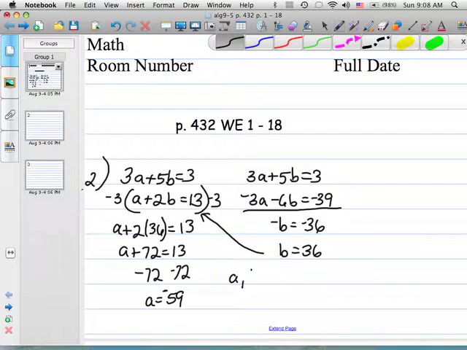So my ordered pair is a, b. a is negative 59, b is 36.